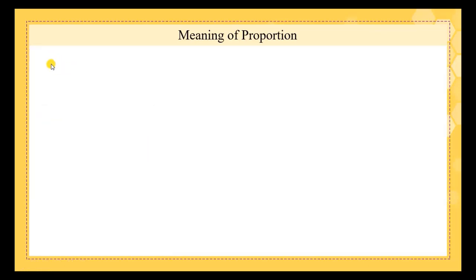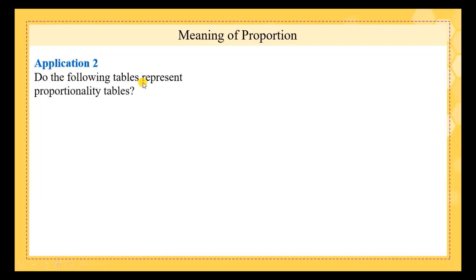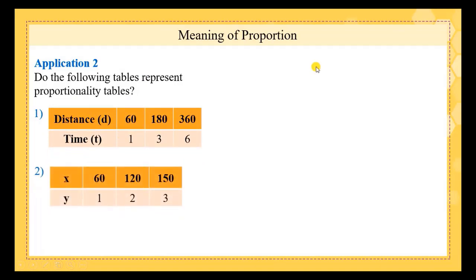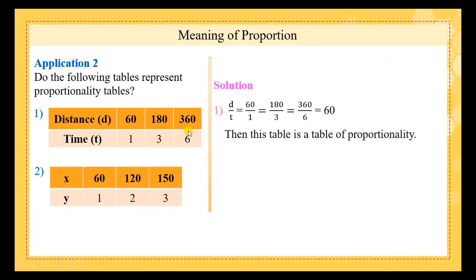Let's continue our applications. Application 2. Do the following tables represent a proportionality table? Table 1, Table 2. Please pause the video and solve application 2. In table 1, the ratios are 60 over 1, 180 over 3, and 360 over 6. And by calculation, the three ratios are equal, each one equal to 60.